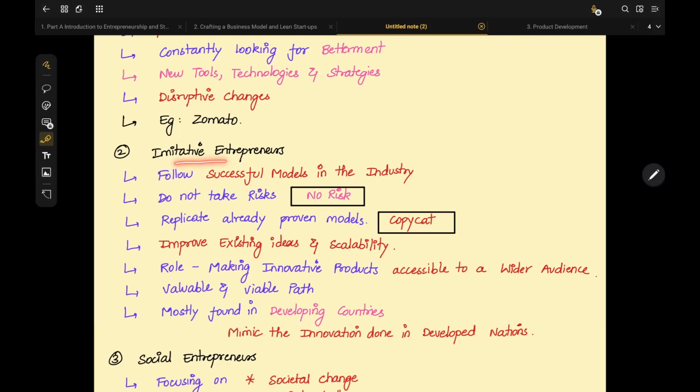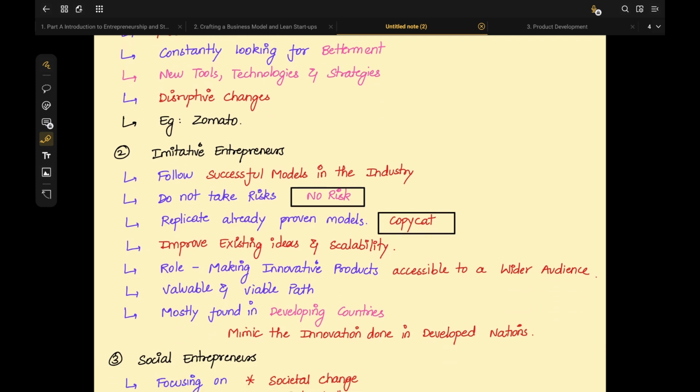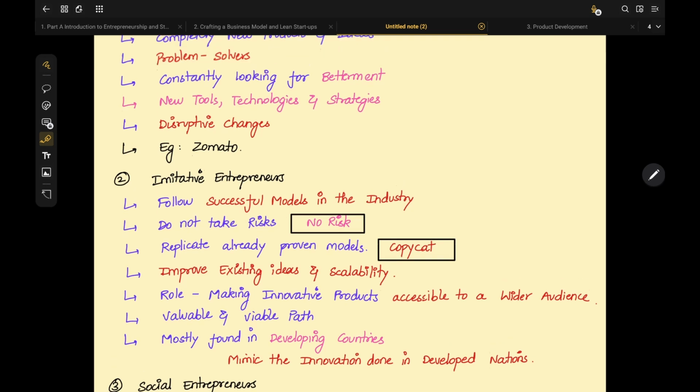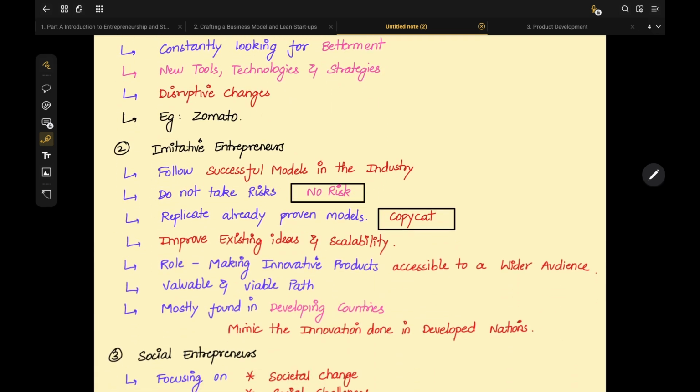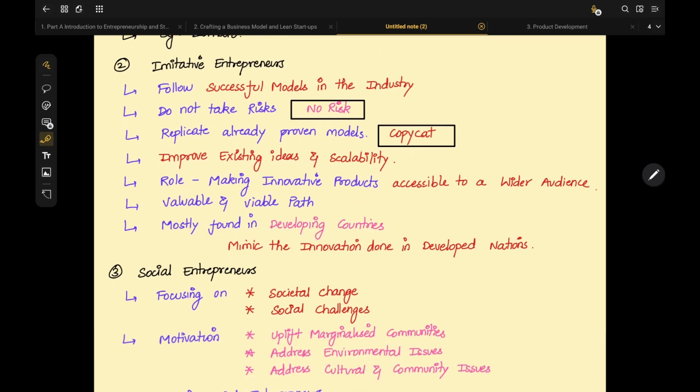And then the imitative entrepreneur. They will follow a successful model in the industry. They will not create any new idea. Already the innovative entrepreneur has done some hard work and found the new idea. That idea I will copy. That is called an imitative entrepreneur. They will not take any risk. Already some successful product is in the market, introduced by the innovative person. That I will copy and I will not take any risk. And then an already proven model I will replicate. And I will be a copycat. I will replicate the same model and sell it to other people.